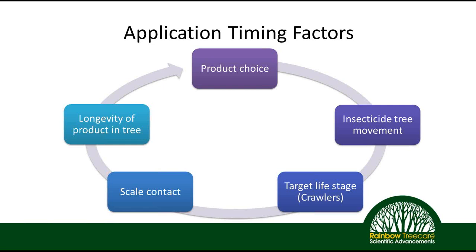So ivermectin benzoate is always a really poor choice for scale insects just because it doesn't work very well against them. My second question is, how does the insecticide move throughout the tree, if it moves throughout the tree?